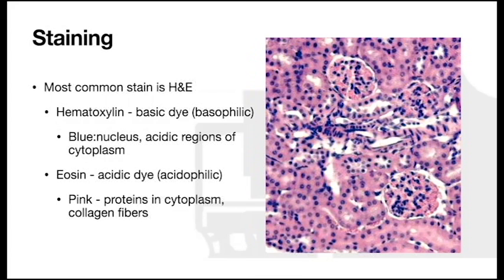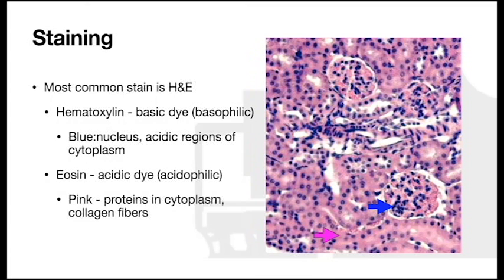Hematoxylin is a basic dye reacting with the acidic component of the cells, such as the nucleic acid in the nucleus, staining these structures blue. The structures that readily bind with the basic dye, hematoxylin, are termed basophilic. Eosin is an acidic dye reacting to the basic proteins in the cytoplasm and collagen fibers, staining it pink. Since these structures readily bind to acid, it is said to be acidophilic or acid-liking.